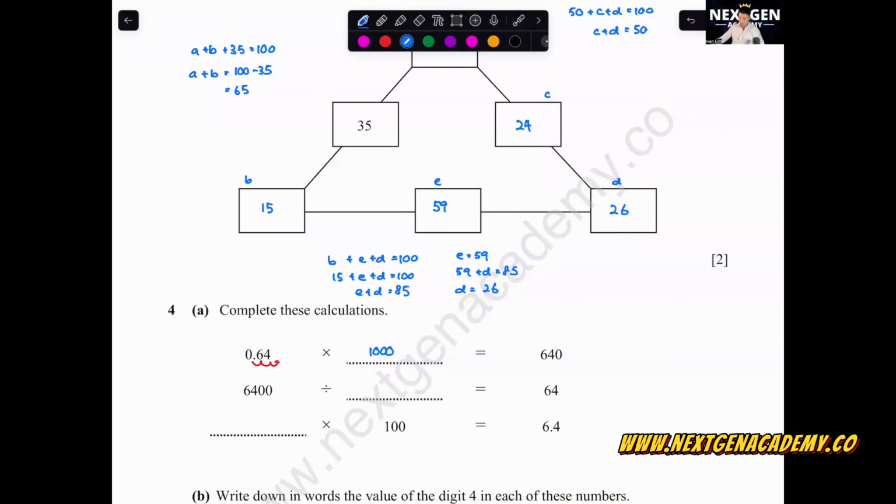6400 divided by what will be 64? 100. So this one you move your decimal place 2 times to the left, divided by 100. What times 100 is equal to 6.4? 0.064. We can do this. We work backwards. 6.4 divided by 100. You can do the working here. When we bring over the 100, you get 0.064.